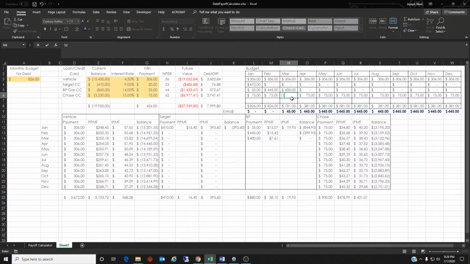So we'll make this $120, and then we're going to use the $445 for April, spend it on the Chase credit card to pay that debt down. So that is $520, and we'll continue to do that until it is paid off. $520, $520, $520.